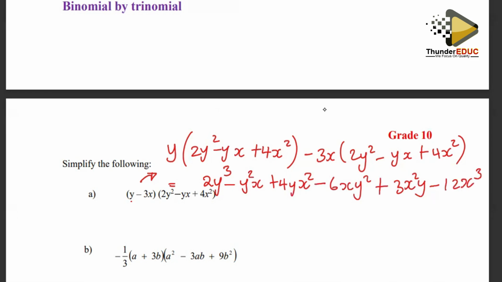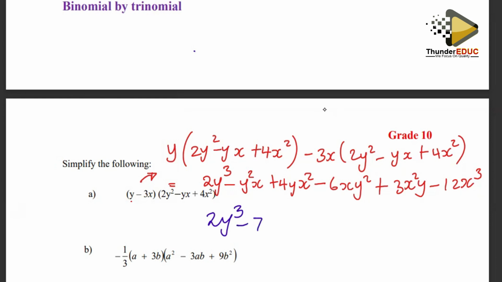All right, let's check if we have any like terms. So we have 2y cubed on its own. This is y squared x, and then y squared x, which is giving me a negative 7.